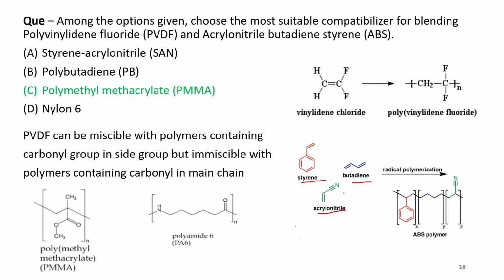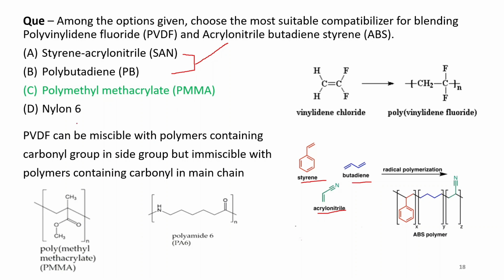As the name suggests, acrylonitrile, butadiene, styrene, right? From these it will form. So option A, which is styrene acrylonitrile, is the monomer of ABS. Also the polybutadiene is also a monomer of ABS. So these first two, A and B, are compatible with the ABS but not with the PVDF. That's why they are immiscible, right? So these options cannot be correct.